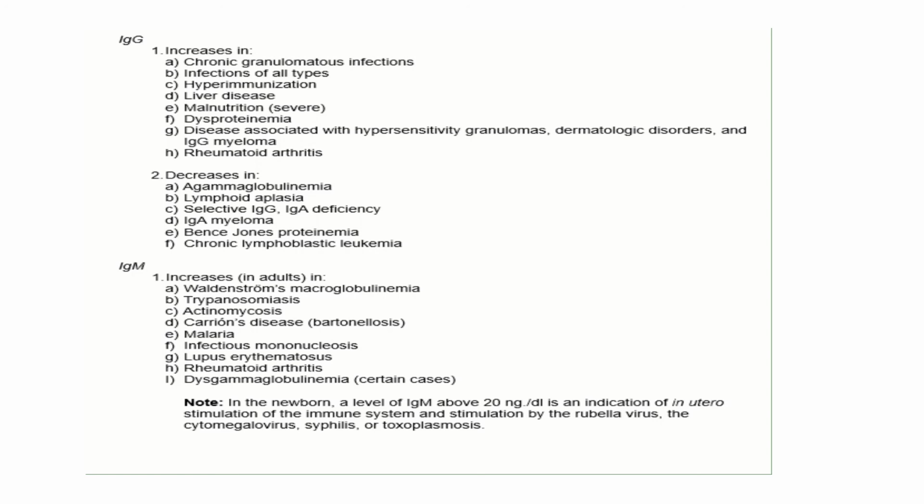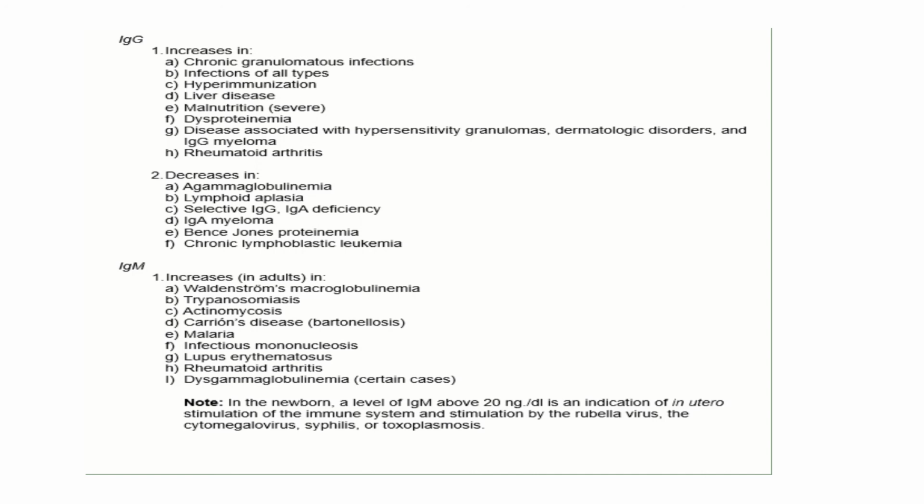For IgM antibodies, it increases usually in adults, in Waldenström macroglobulinemia, trypanosomiasis, actinomycosis, carrion disease, malaria, infectious mononucleosis, lupus erythematosus, rheumatoid arthritis, and dysgammaglobulinemia.